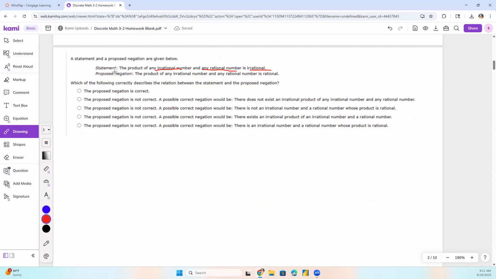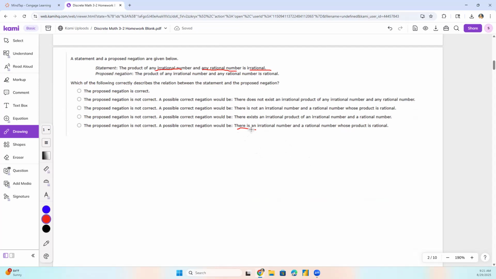So even though they don't say it's all cases, this statement implies all cases. So its negation will be there will be at least one case, or there are some situations, right? So the answer will be one of these. There is at least one. There exists at least one. So it is not going to be this one.